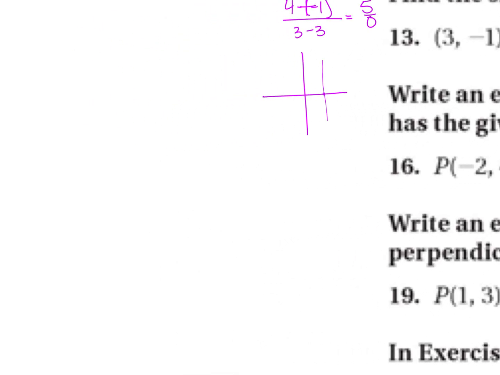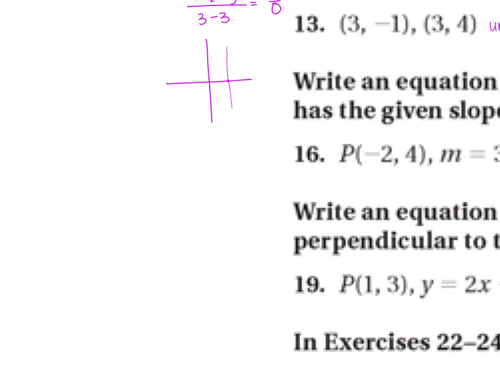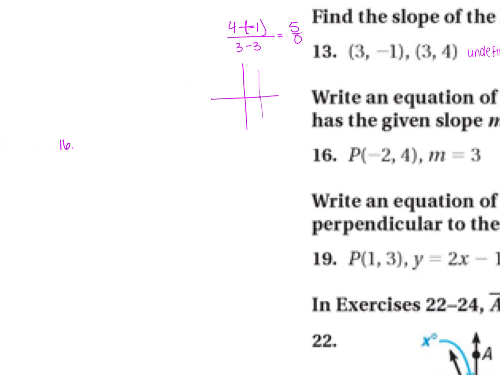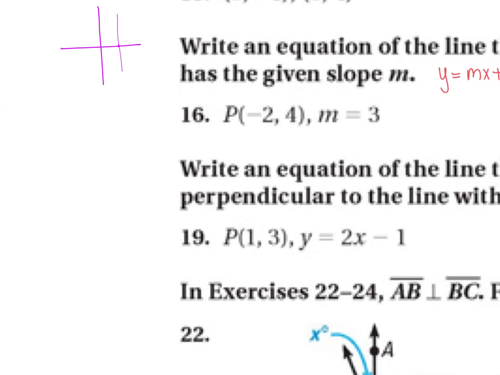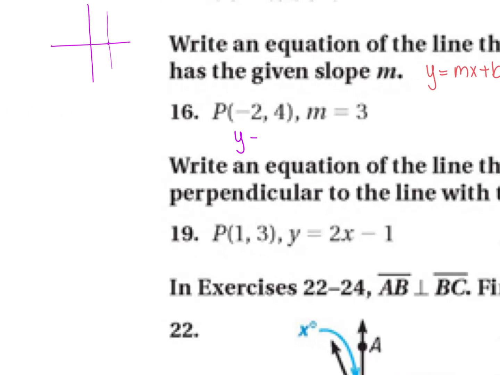So looking at 16, I'll do 16 right here. My y is 4 equals my m, which is 3, times my x, plus b, and that's what I'm trying to solve. So I'm going to get 4 equals -6 plus b. Add 6 to both sides. 10 equals b. So my equation for 16 is going to be y equals, using the same slope, plus 10.